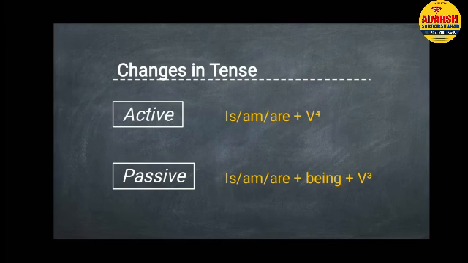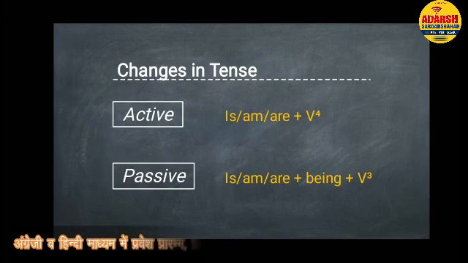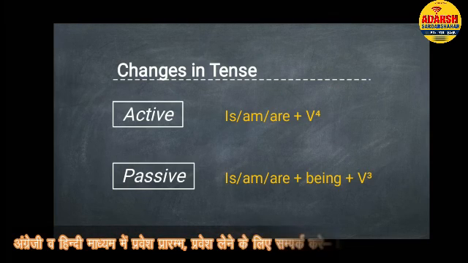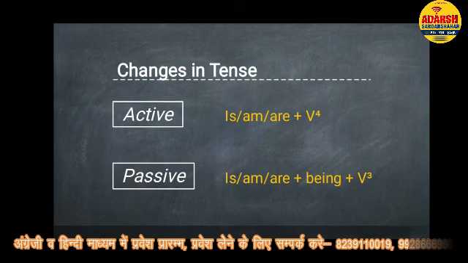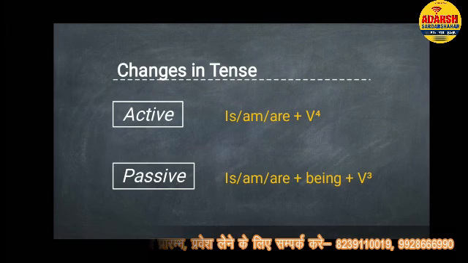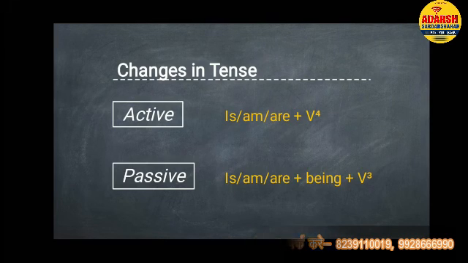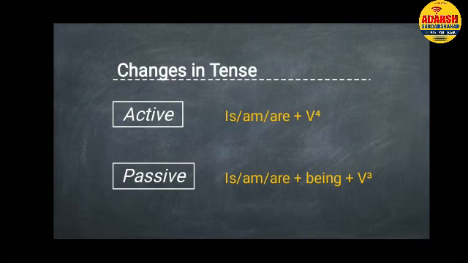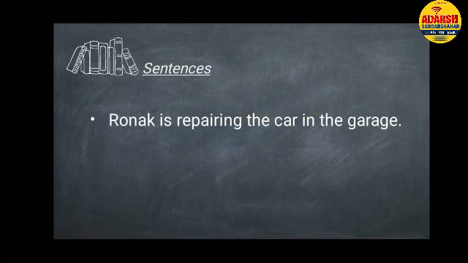In active, it is is/am/are plus verb's fourth form, while in passive, it is is/am/are plus being plus verb's third form. So here you can see the helping verb is the same, is, am and are, but in passive we added being also. And in the main verb, we use verb's third form, past participle, while in active we use the verb's fourth form, ing form. So let's go towards some examples.